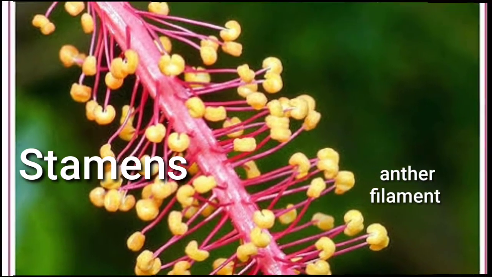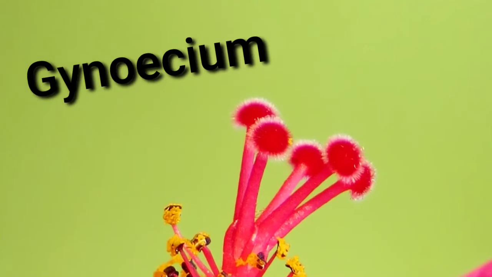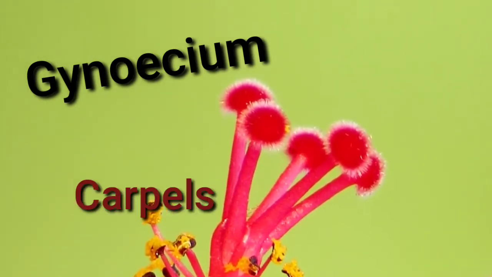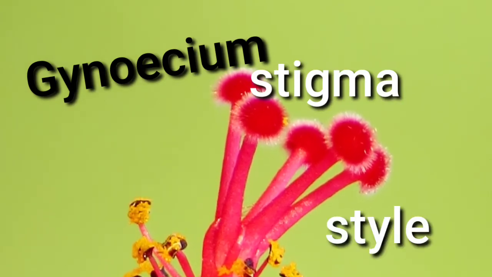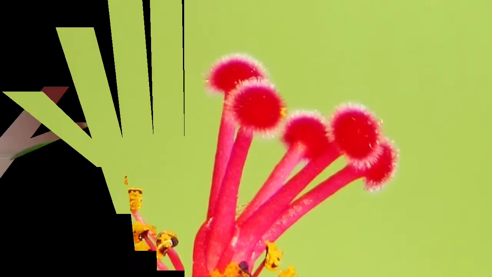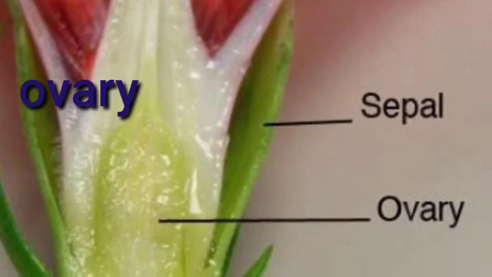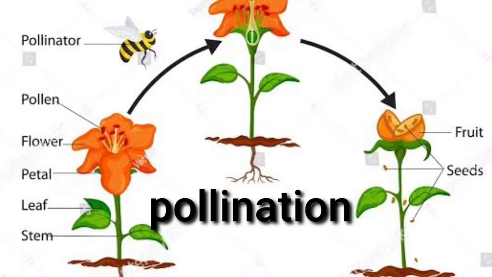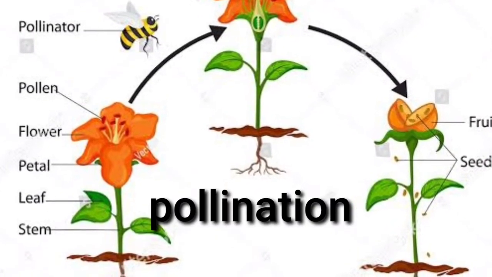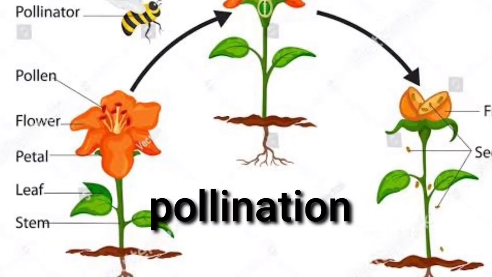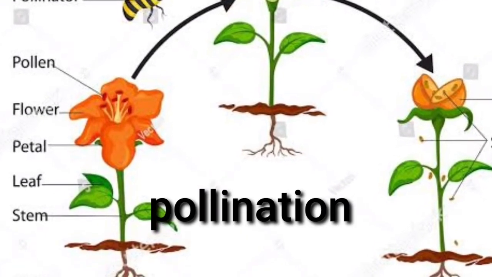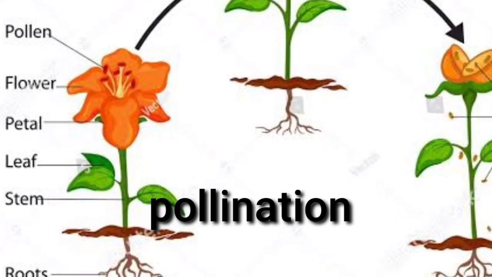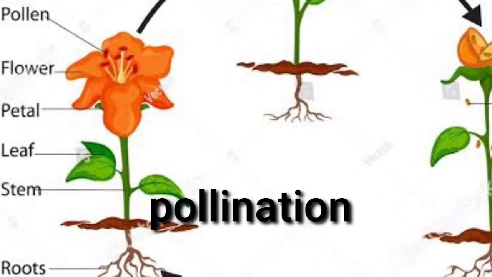Gynoecium. This is the female reproductive part of the flower. This is made up of carpels. A carpel consists of stigma, style, and ovary. After maturity, anthers burst and the pollen grains which are released fall on the stigma. This process is called pollination. Due to pollination, ovules in the ovary get fertilized. Fertilized ovules form the seeds and the ovary develops into a fruit.